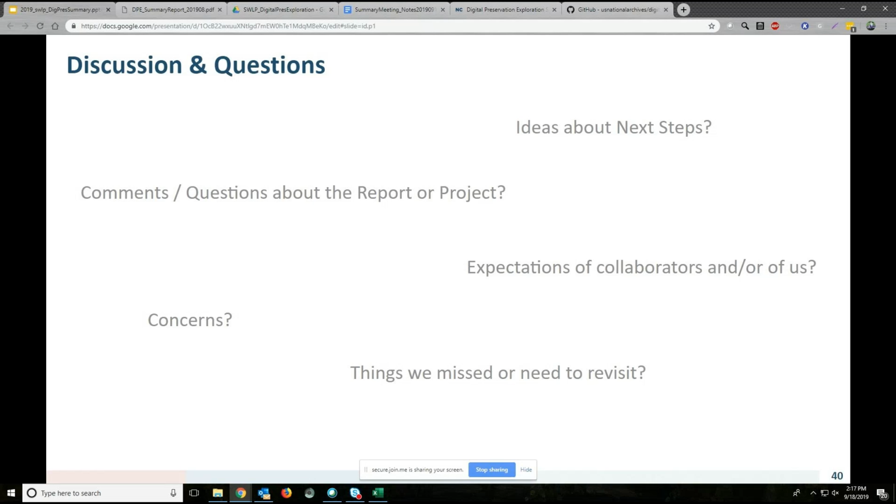Are there any other questions people have about the project, about next steps, about the report, about digital preservation?